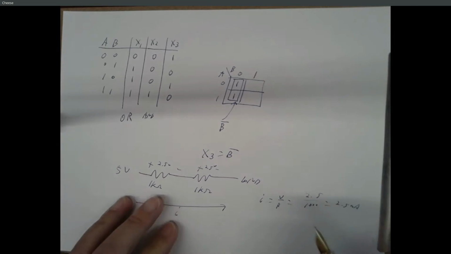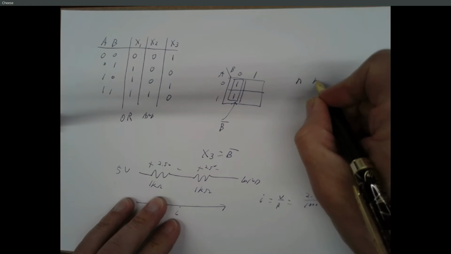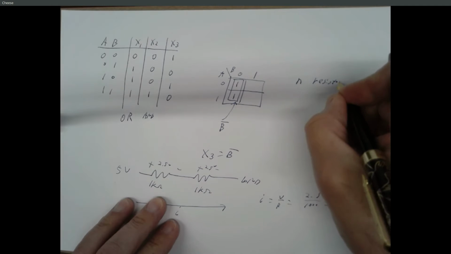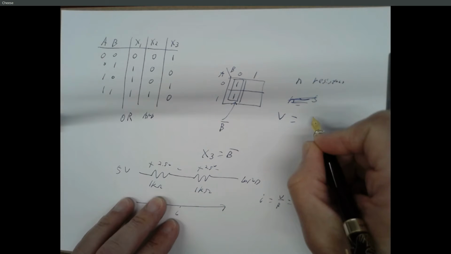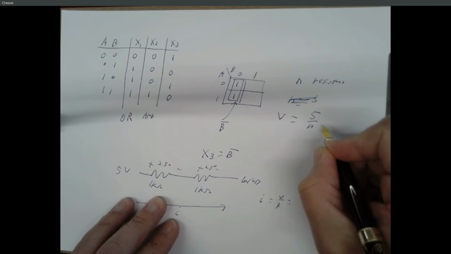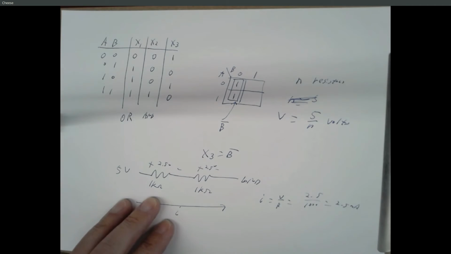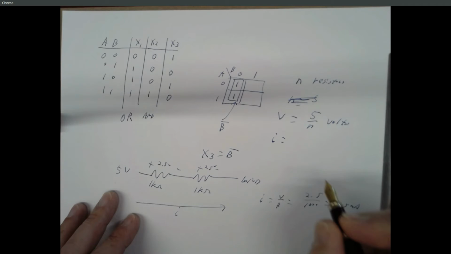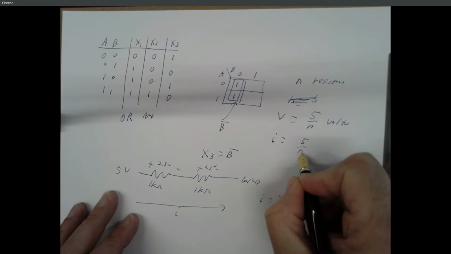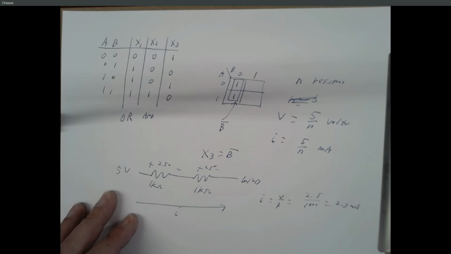And so a general formula for N resistors, your voltage across one resistor would be 5 divided by N volts, and your current would be 5 divided by N milliamps.